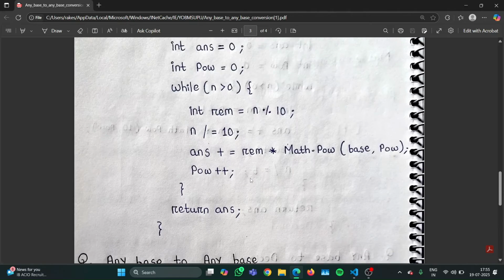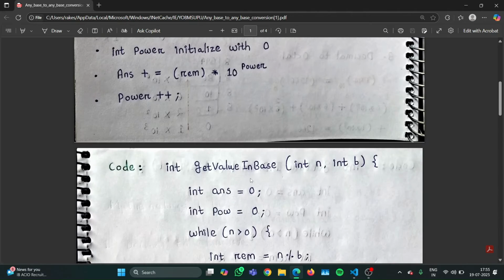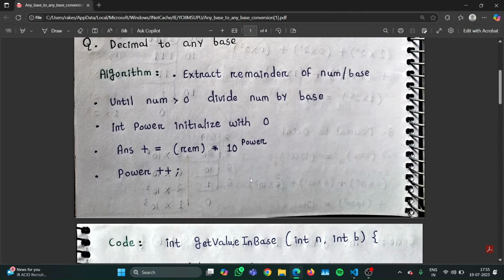For that, we need some prerequisite knowledge: how to convert a decimal number to a given base, and how to convert any given base to decimal. So that we will see over here.